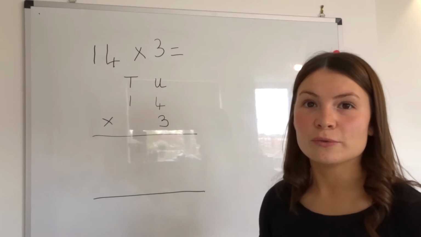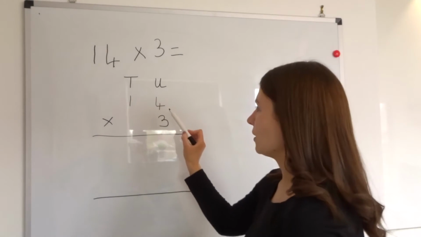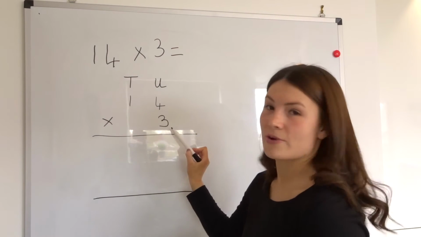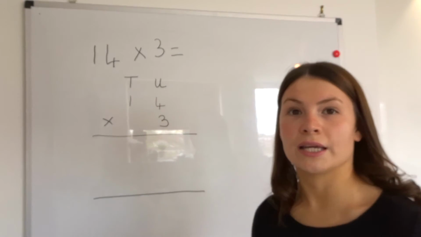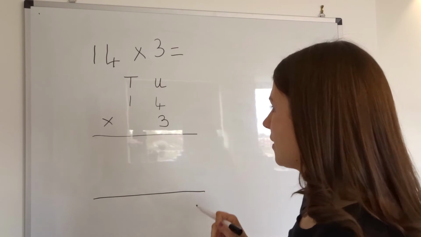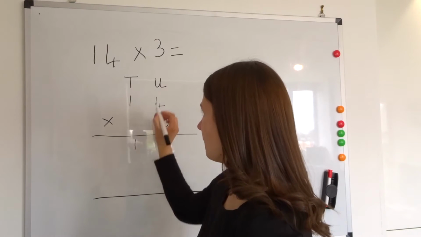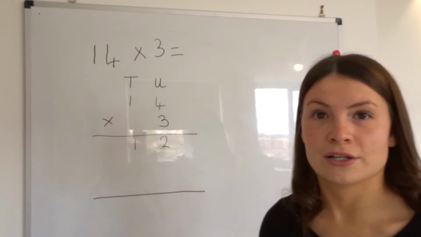Fantastic. Okay, so we always start off with our units column. So we start off and we go 4 times 3. What is 4 times 3? That's right, 12. So 12, we have got a 1 in the tens column and a 2 in the units column. Well done. So that goes there.